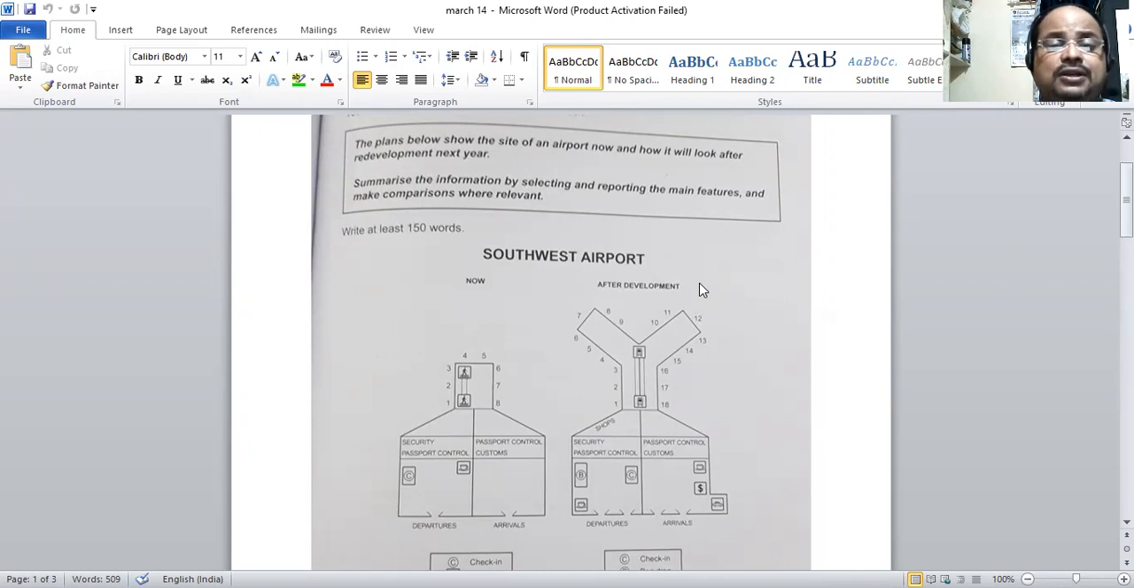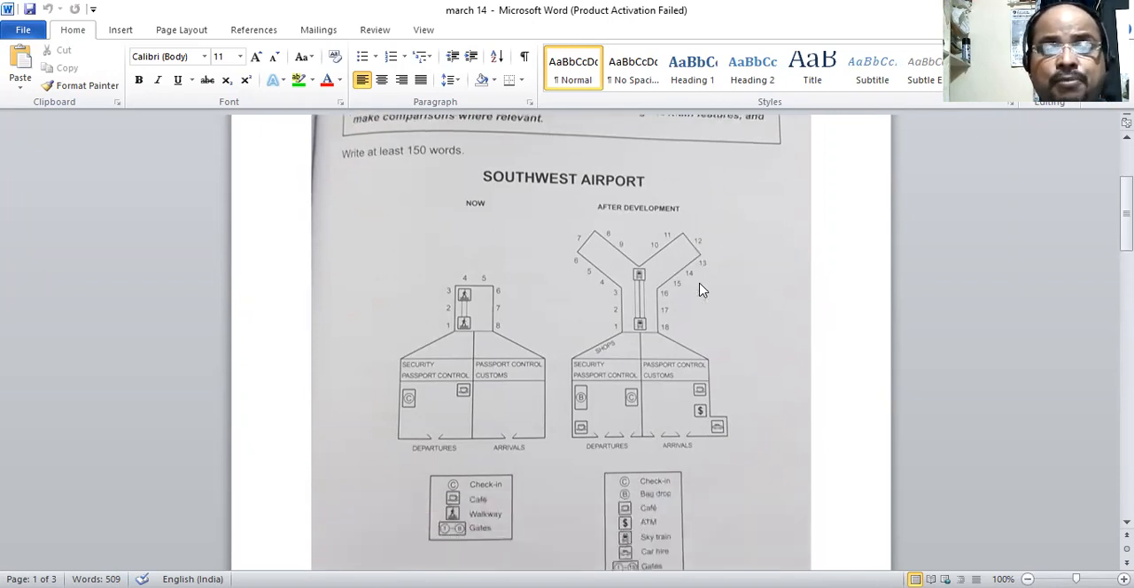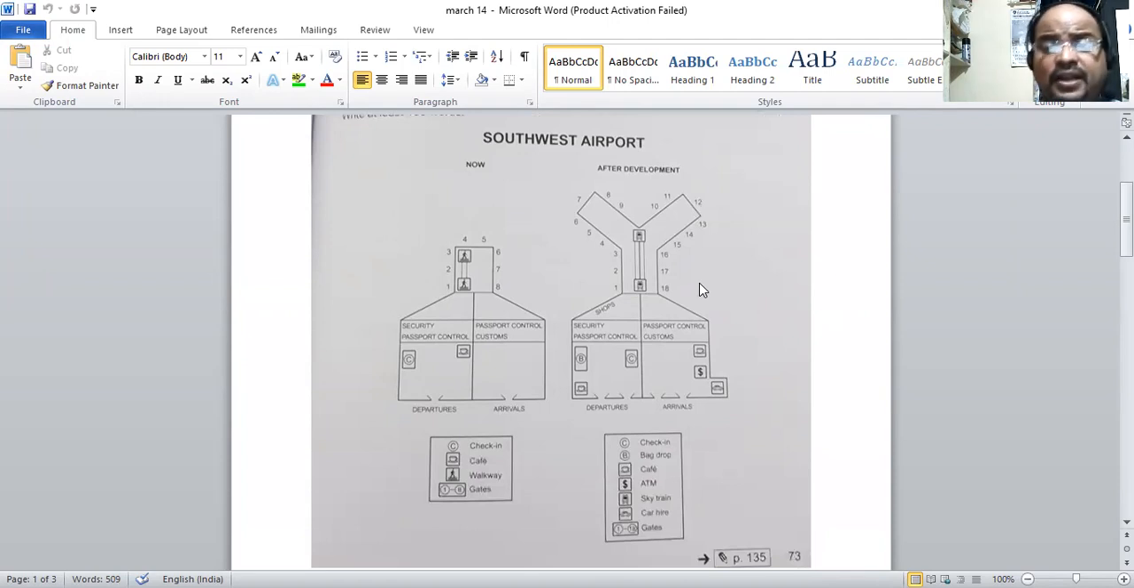So you have two pictures here. The first picture shows the layout of the airport at present. And the second picture shows the layout after redevelopment, after development. So what can we see here? Definitely we can say that when we compare both, we'll be having more positive changes there in the second picture when compared to the first picture. So we are comparing at present and after development.